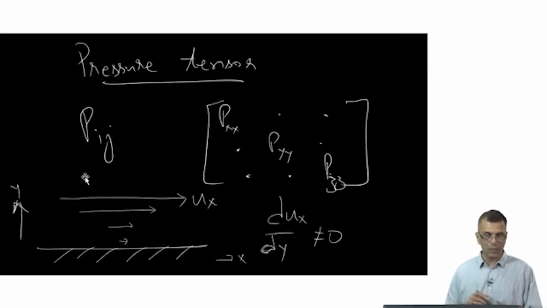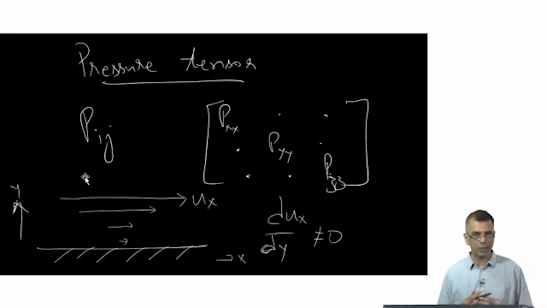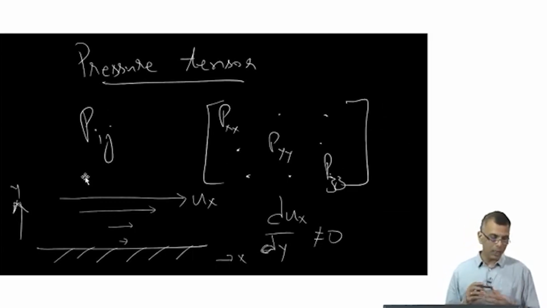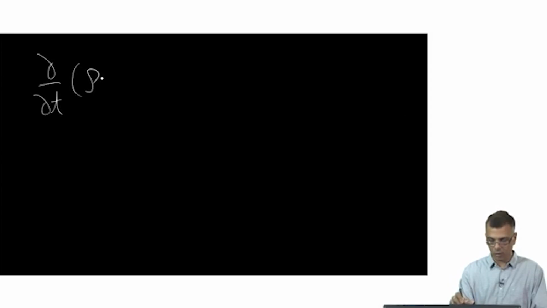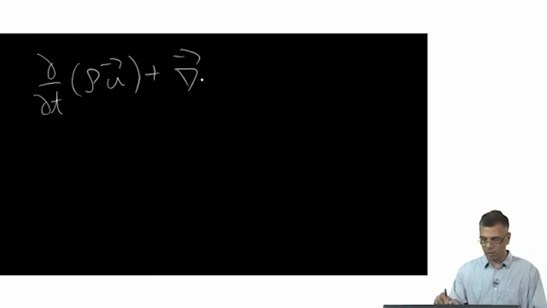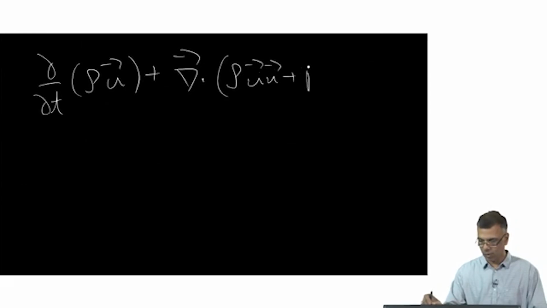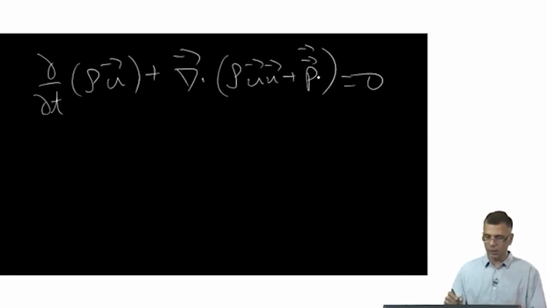This is my way of explaining it, and I urge you to think about this a little more. In this situation, the momentum equation gets a little simpler, and so I write down the momentum equation once again, the full momentum equation, plus the divergence of this, which represents a tensor.